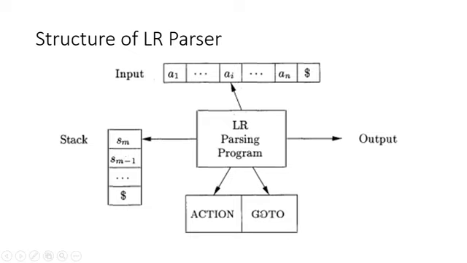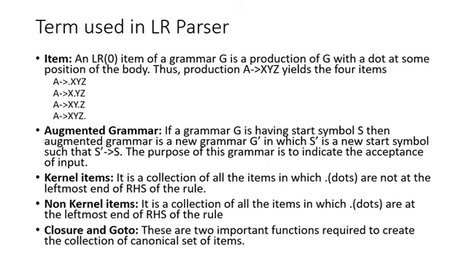So the parsing table consists of two parts. One is called the action and one is called the goto. So let us see each one of them first of all. Now before we come to the things which are necessary, we have to see what are the terms which are used. First of all, an item.